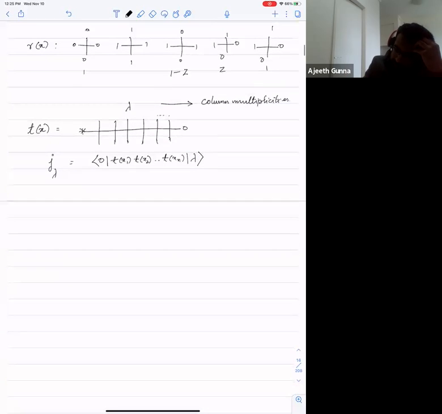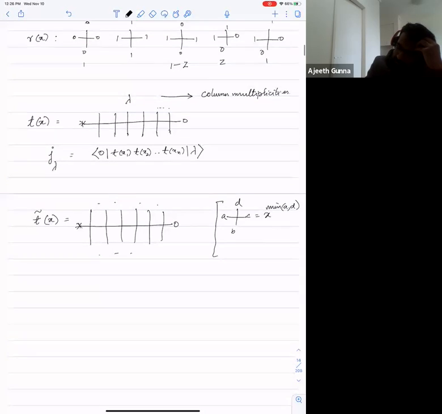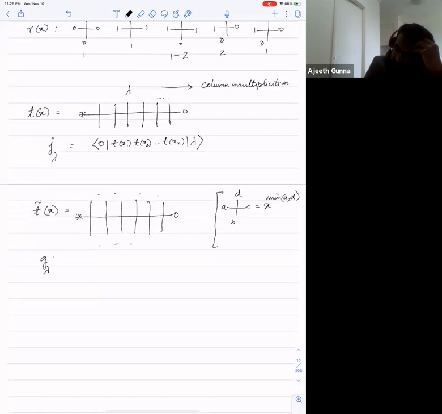Let me denote the transfer matrix for the dual Grothendieck polynomials from the previous model as T tilde. Just to recall, the L matrix had A, B, C, D, and the Boltzmann weight was x to the power of the minimum of A, D. Again, you define the matrix in a similar way, and this is the free boundary. And G lambda x1.